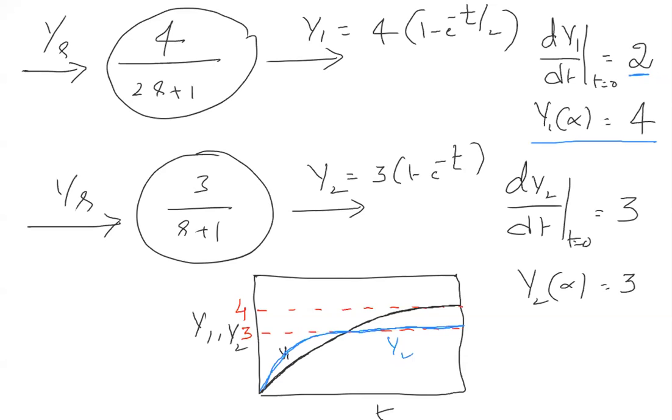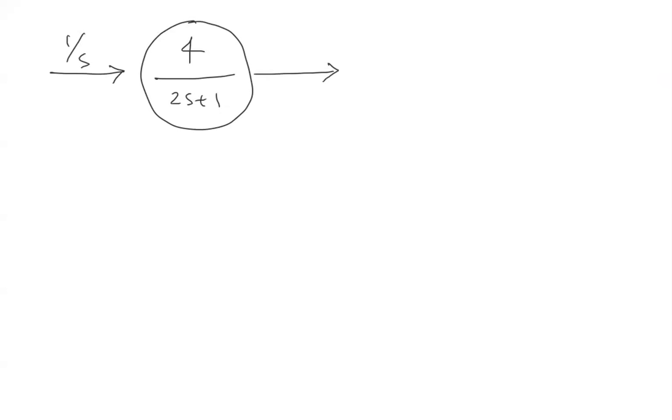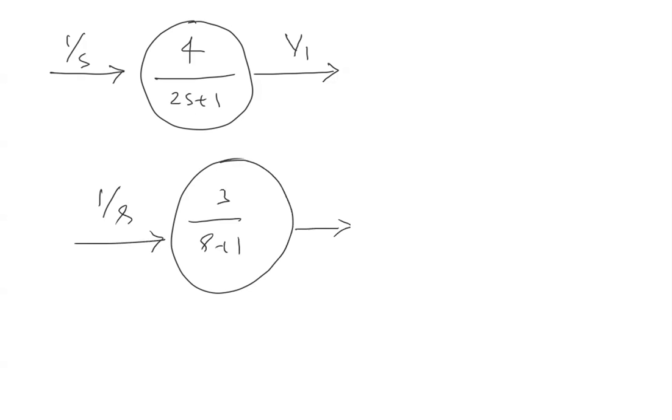Now, suppose I connect these two systems something like this: 4 by (2s plus 1), 1 by s, giving y1; and 3 by (3s plus 1), 1 by s, giving y2, with a plus and minus at the summing point, giving y. Now can you plot the response y? So y is nothing but y1 minus y2.